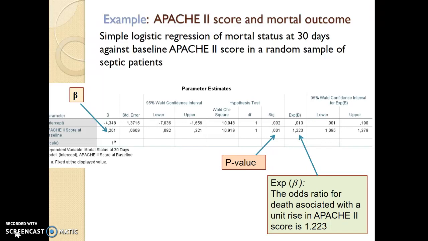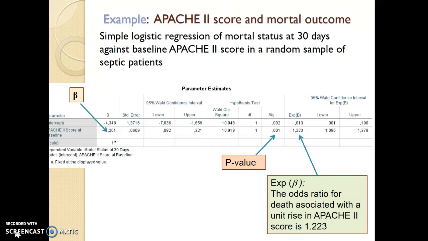So in this case, the odds ratio for death associated with the unit rise is 1.22. This means that for each unit increase in Apache 2 score, the odds for death within 30 days is increased by 22%.